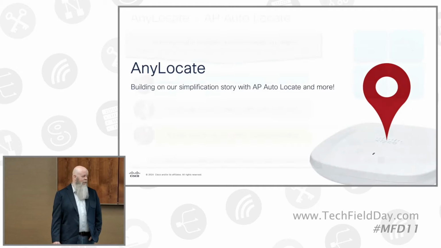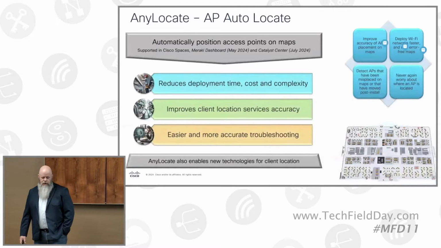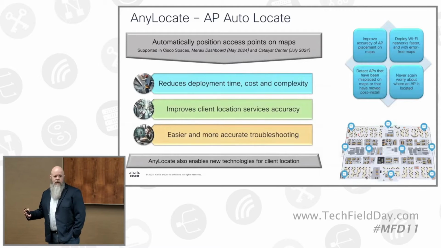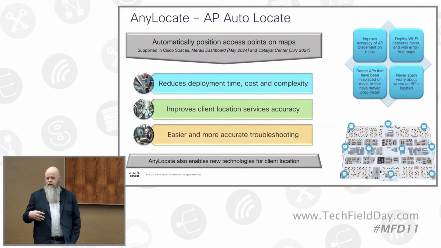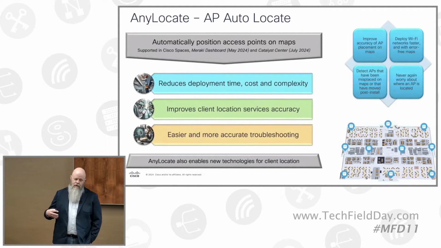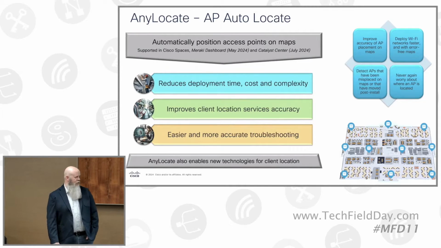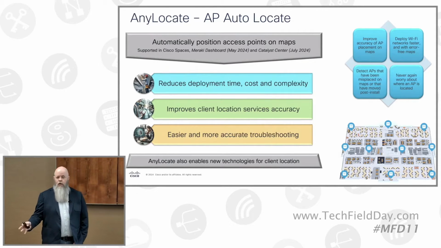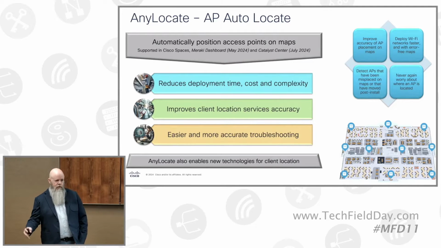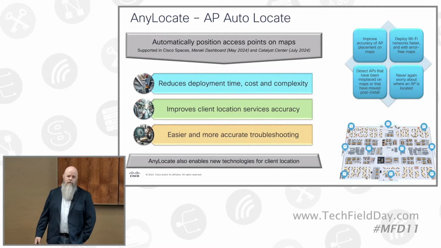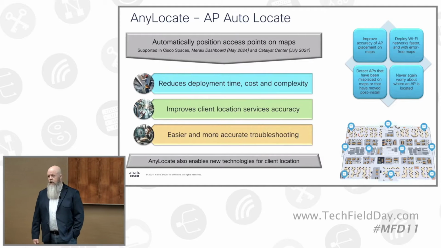First, I'll talk to you about AP Autolocate, which is our ability to automatically position access points on maps. And I touched on this during the last mobility field day at the end. We've come a long way since then. It's available in all of our platforms soon. Spaces today, Meraki literally next week in beta, and then Catalyst Center coming this summer.